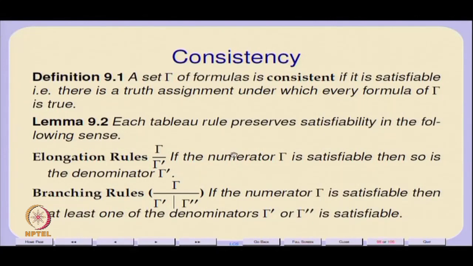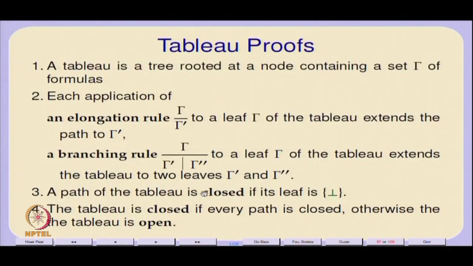So, we will say a completed tableau is a tableau in which no rule is applicable on any of the leaves. So, a completed tableau could have either closed paths or some open paths.